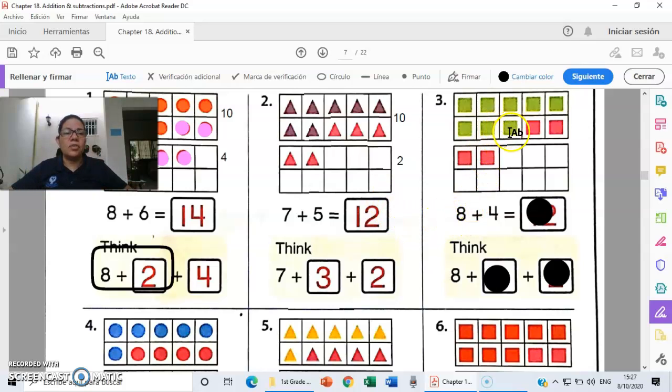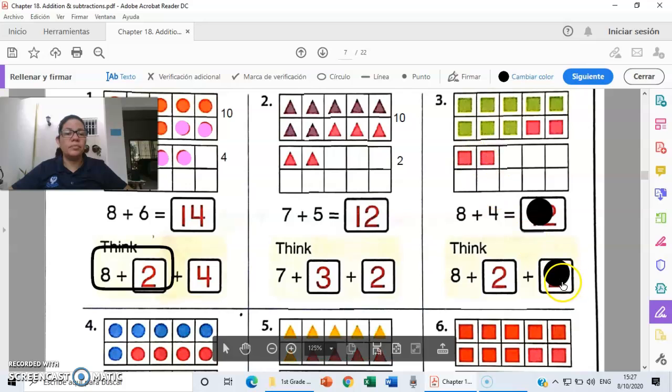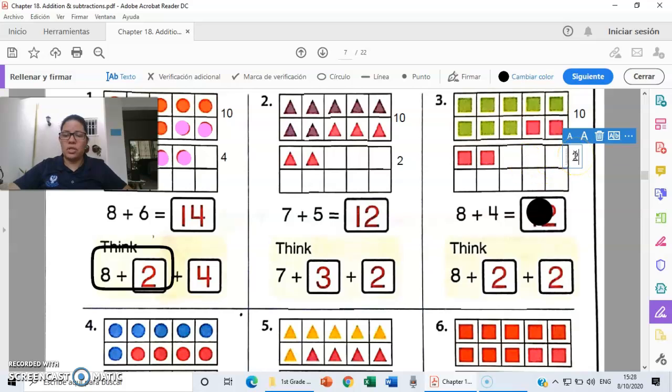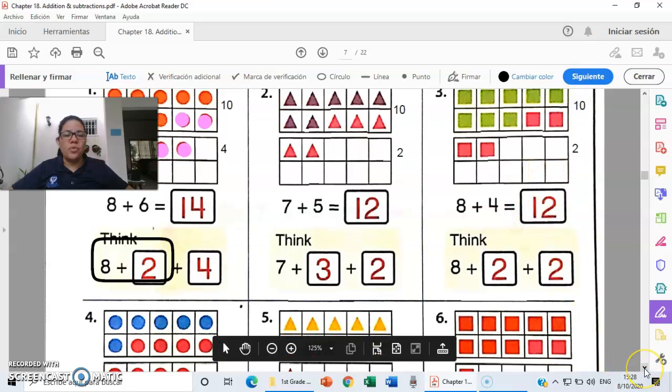So get here a green thing, you get 8 green squares, and then you start counting the 4, 1, 2, 3, and 4 squares. So you got 2 here, that's why you write 2, but then you also have 2 here. And then 2 plus 8, you got the group of 10. So this is 10. And you got a group of 2 here. How much is 10 plus 2? Yeah, it's the same as the other exercise. Your answer is going to be 12.